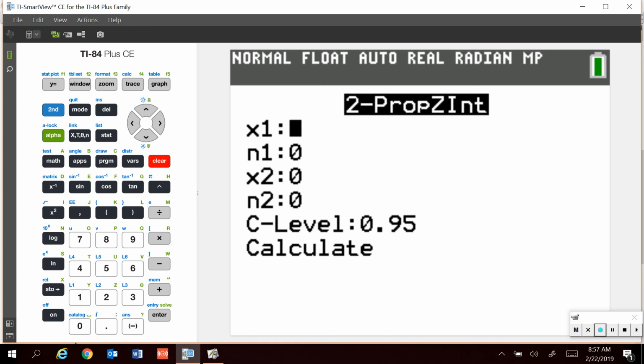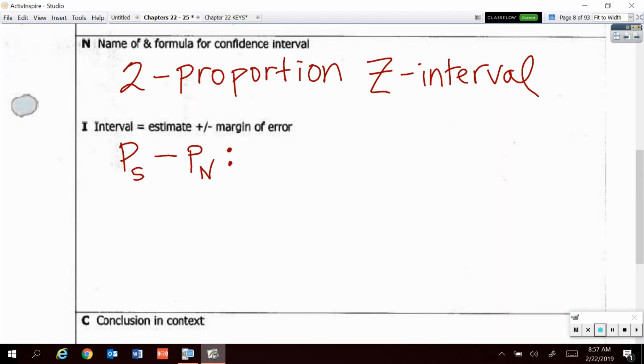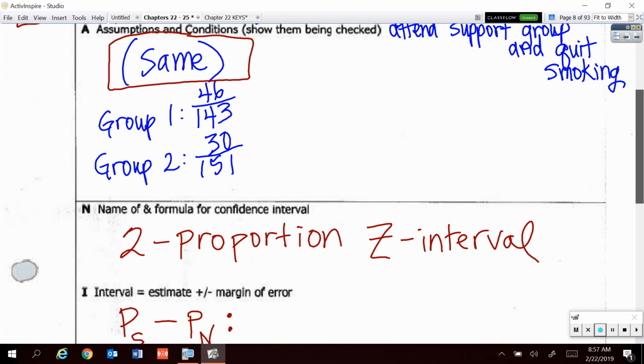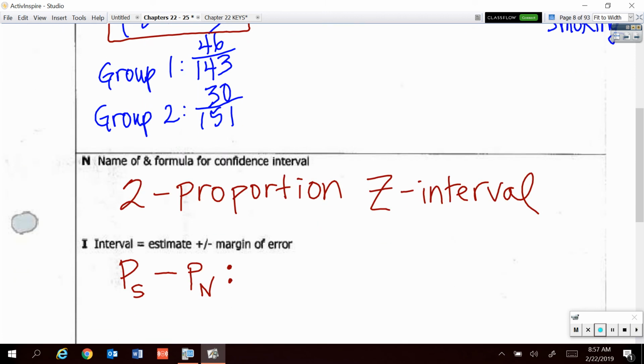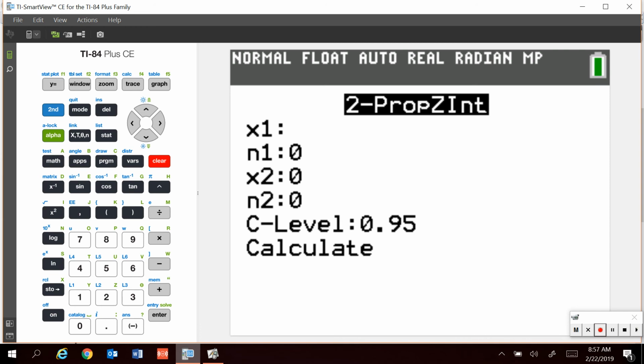So this one, how many successes did we have again for this, the 46? Okay, good. Our numbers were 46 out of 143. So we've got our 46 successfully quit out of 143. So that's my first one. So that's my P of S. And so then we've got to do the next one, which was 30 out of 151.